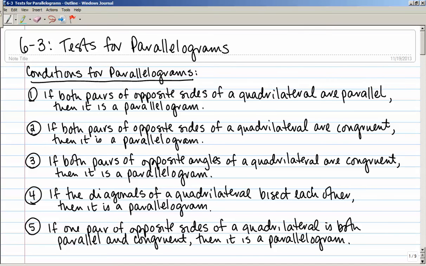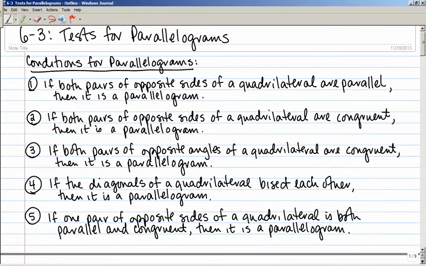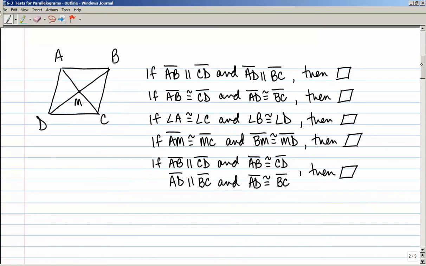And the last one here is a little bit different. We didn't have one for this before, but if you have one pair of opposite sides of a quadrilateral, and that pair of opposite sides is both parallel and congruent, so the same opposite sides are parallel to each other and congruent to each other, then it is a parallelogram. So here's a short little summary with a diagram.